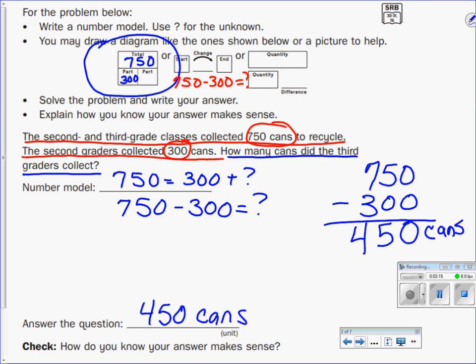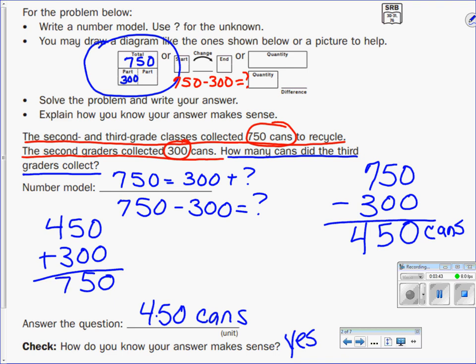Okay. And the last part is, does our answer make sense, and how do we know it? Well, I think it makes sense, so I'm going to put yes, and I think it makes sense because I have 450 cans, and if I take those 450 cans and I add that to the 300 cans that the second grade had collected, I come up with the 750, which was my total number of cans collected. Okay, that's the end of 2.2.